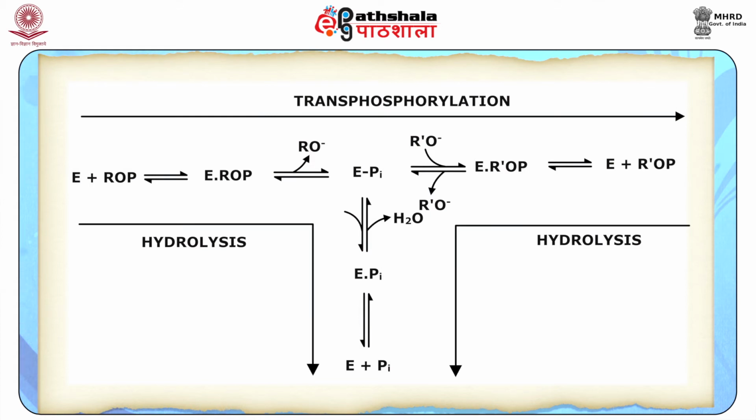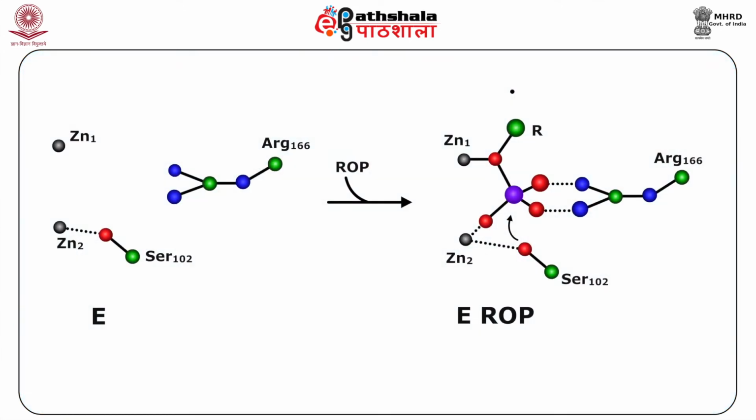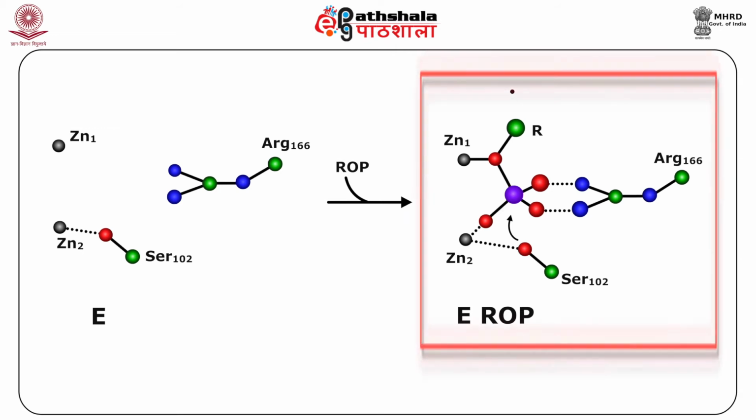Alkaline phosphatase functions through the formation of a phosphoseryl intermediate to produce free inorganic phosphate, or by transferring the phosphoryl group to other alcohols as shown in the figure. The free enzyme interacts with the dianion of the phosphomonoester ROP to form the enzyme substrate complex E-ROP as shown here. In this complex, the ester oxygen is coordinated to zinc 1, a second phosphate oxygen is coordinated to zinc 2, and the remaining phosphate oxygens interact with the guanidinium group of arginine 166 by hydrogen bonds.